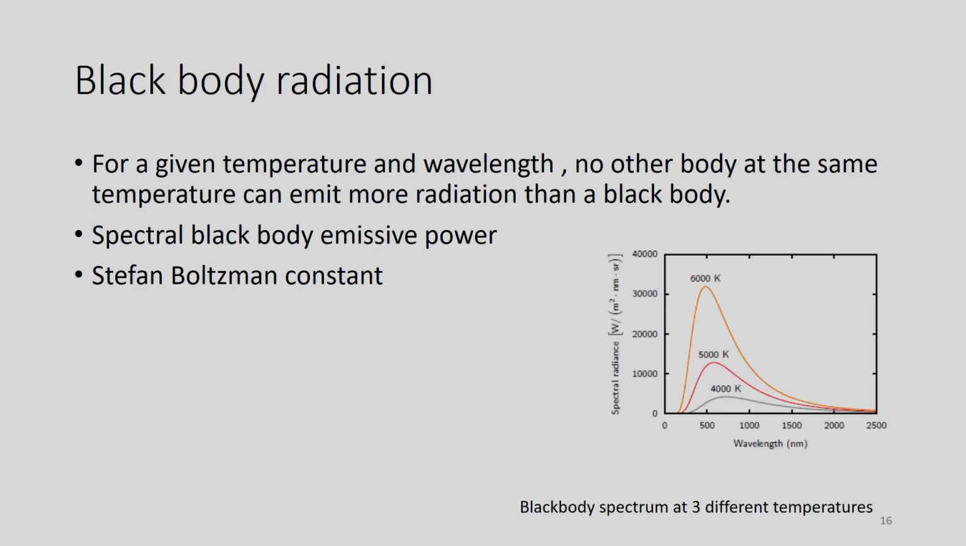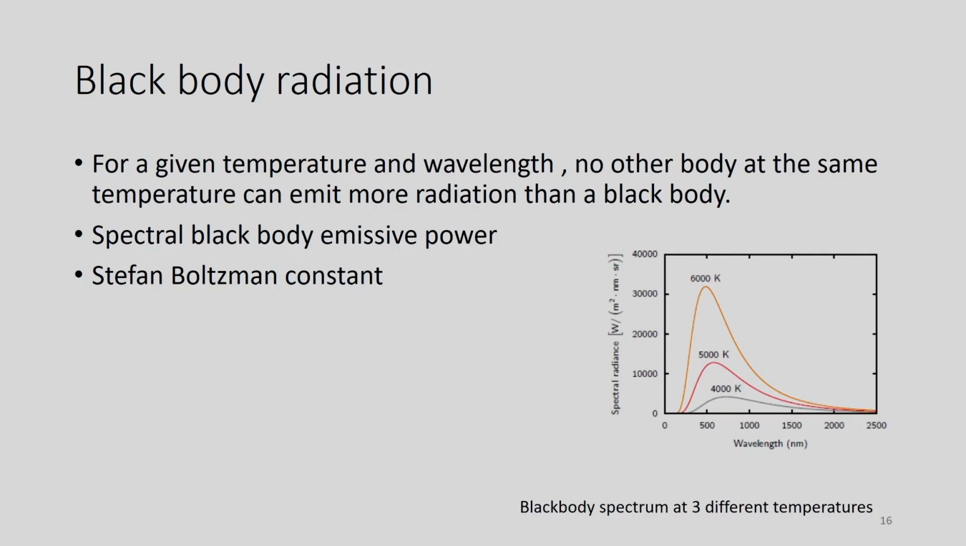So, we need to understand what is spectral black body emission or emissive power and the Stefan-Boltzmann constant, because we can demonstrate right now that the sun is a black body, or the sun's surface temperature, which is close to 6000 K, is a black body temperature. So, we can demonstrate it.